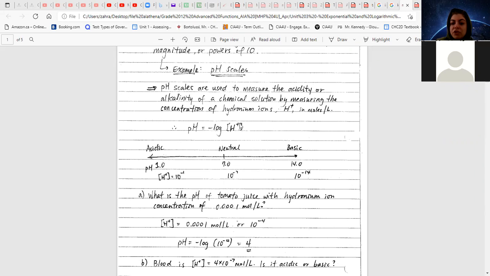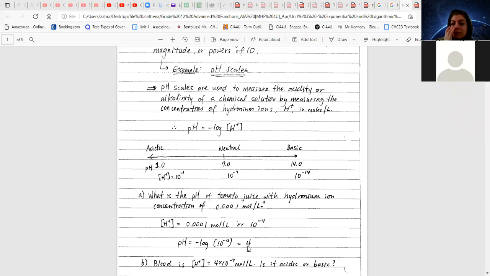But since this hydrogen ion, let's say it is 10 power negative 4 mole per liter, is going to be a very small number, not conveniently something we can work with, that's why we want to convert it into another scale. And conveniently, we know using the logarithm can help us do it. So we take a negative log of that number. Let's say negative log of 10 power negative 4 gives us the pH of 4. So it's a good number, right?